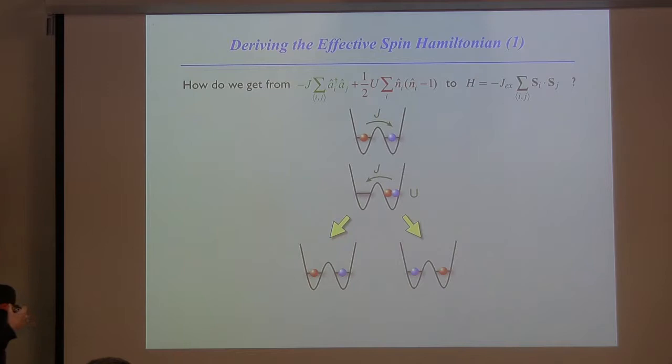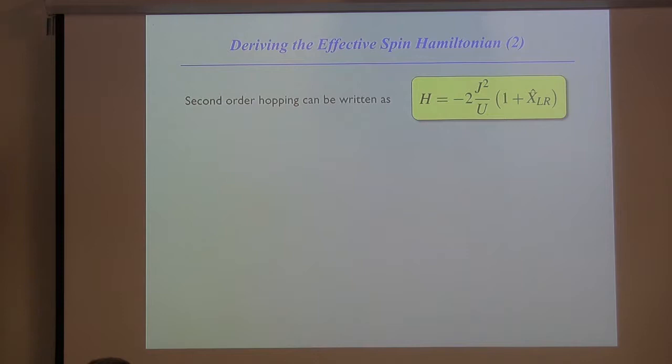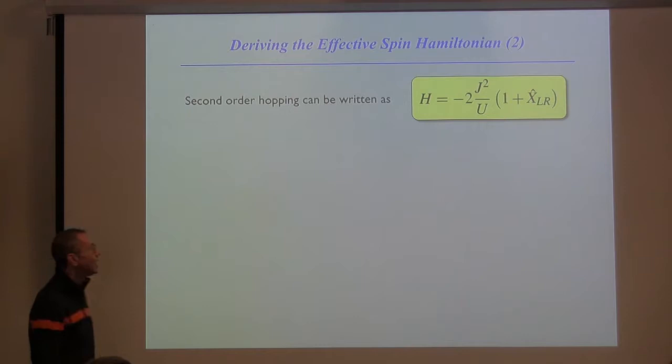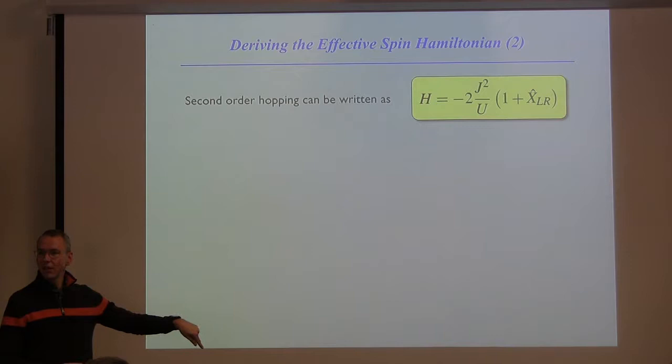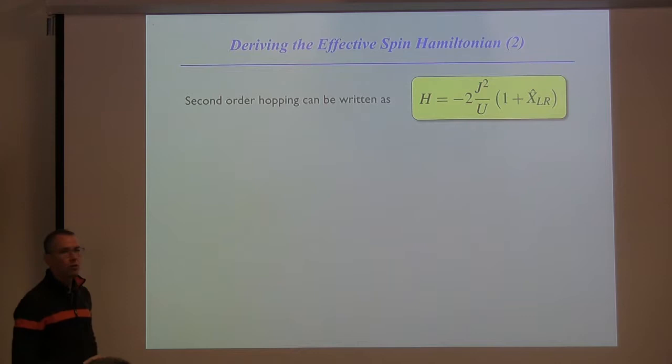So in second order perturbation theory in the kinetic energy, you can have this process, which gives the identity, or you can have the exchange of the two particles. Those are the two processes that you have. Now, if you look at the coupling strength of this process, it's easy to say you have two hops, two times the kinetic energy operator, and you have this intermediate state energy, which was U. So the strength of this second order coupling is just J squared over U, okay?